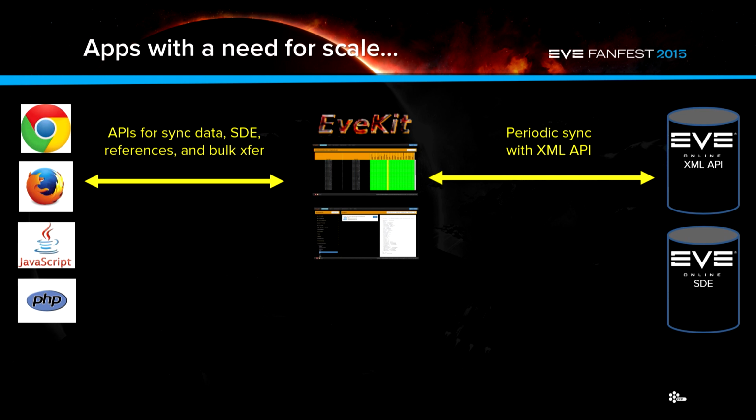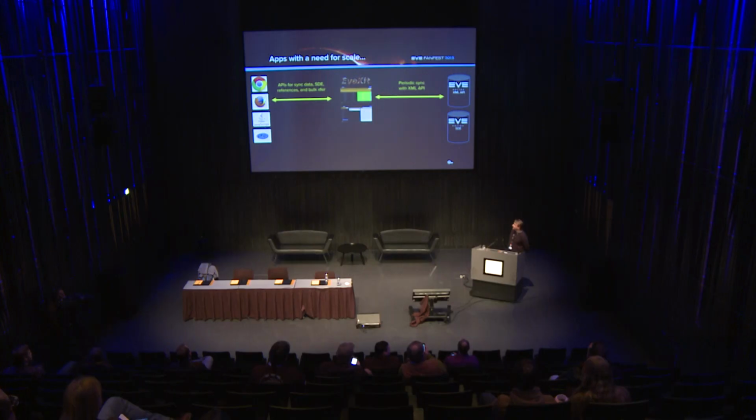It also has entry points for the static data exports, the references, so skill tree and things like that. And then every night it copies all of your data into spreadsheets, and you can get your data in bulk form if you want. So what are the scalability needs of an application like this?